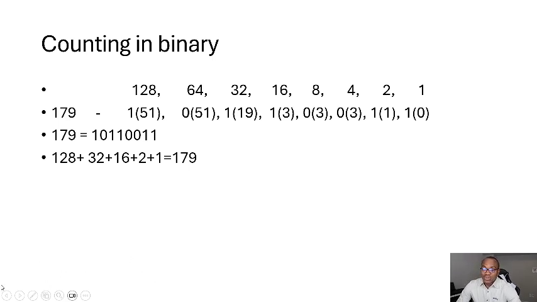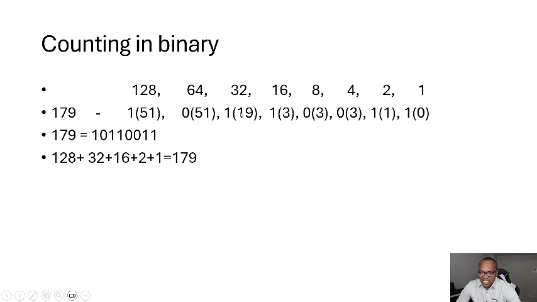Now, if you try to change your 179 to binary, you take 128 out of 179. How many 128 are we going to find in 179? It's just 1. Then you have 51 left. 179 minus 128, you get 51. How many 64 will you have in 51? 0. You still have your 51 left. How many 32 will you find in 51? It's just 1. And 51 minus 32, you get 19.